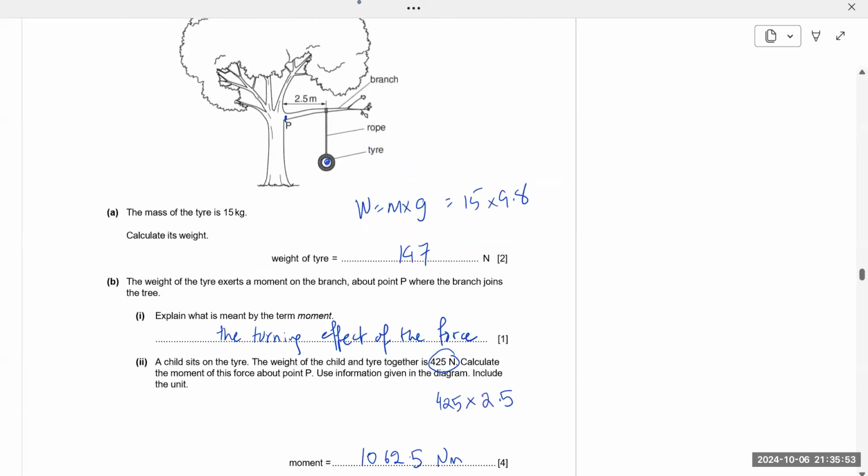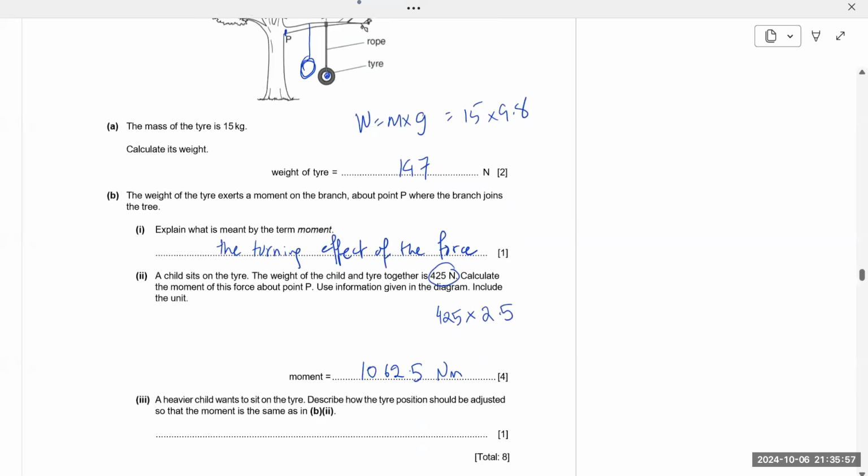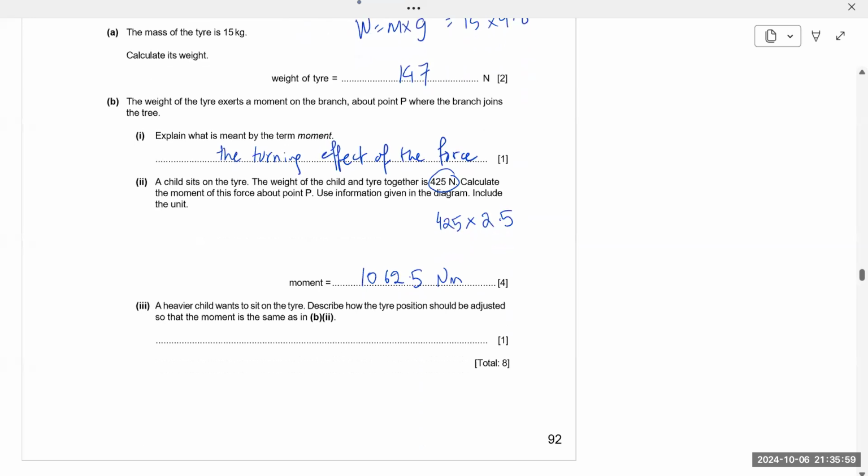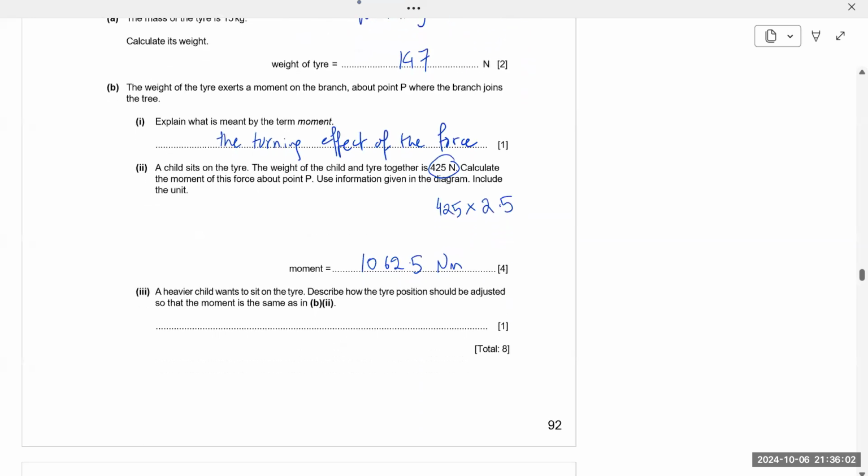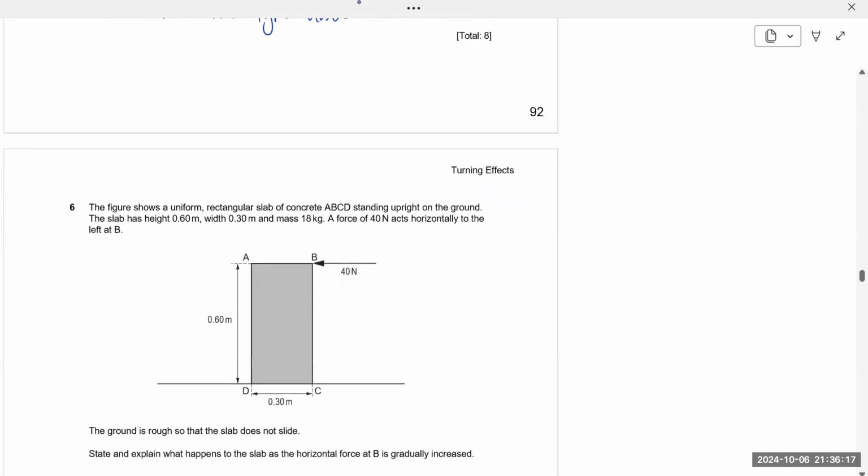طيب عشان decrease the distance معناه إن أنا محتاجة إن أنا أقرب التاير من tree trunk. أوكي؟ فهيبقى move the tire closer to the trunk أو the tree trunk. The tire closer to the tree trunk. Okay. طيب. Number 7.